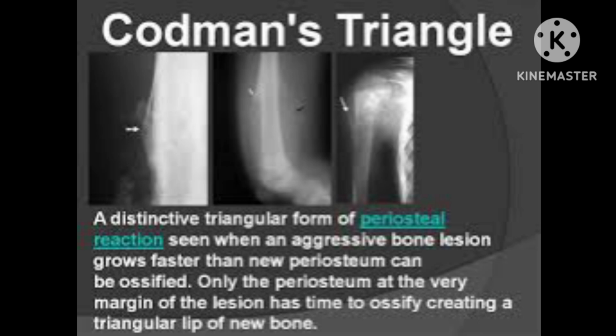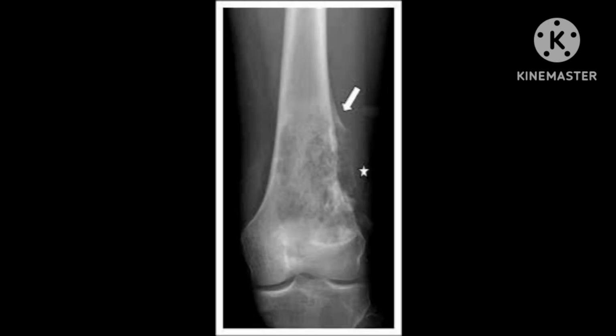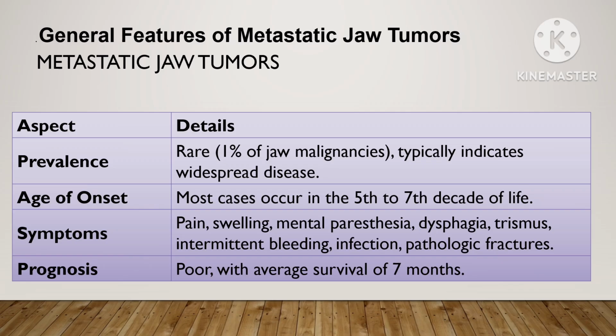This raised periosteum does not fully cover the lesion, creating a triangular shadow between the lifted periosteum and the bone surface. Codman triangle indicates a fast growing lesion, as benign processes typically don't lift the periosteum in this way.